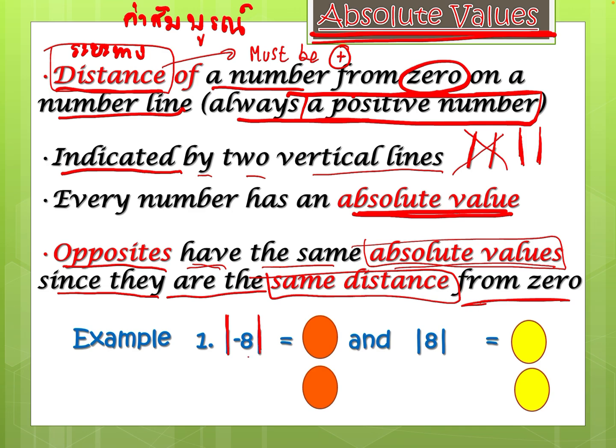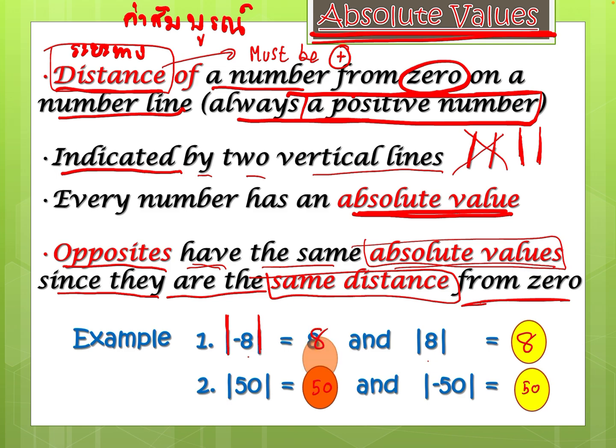the absolute value of negative 8. Absolute value means distance, cannot be negative, so it's equal to 8. And the absolute value of 8 is also positive 8. Absolute value of 50 is 50. And absolute value of negative 50 is also positive 50 because absolute value cannot be negative.